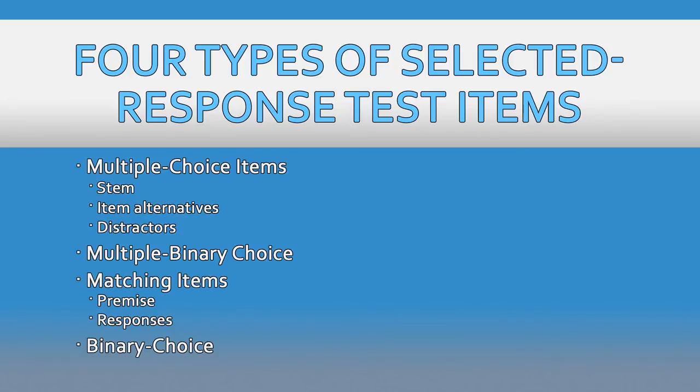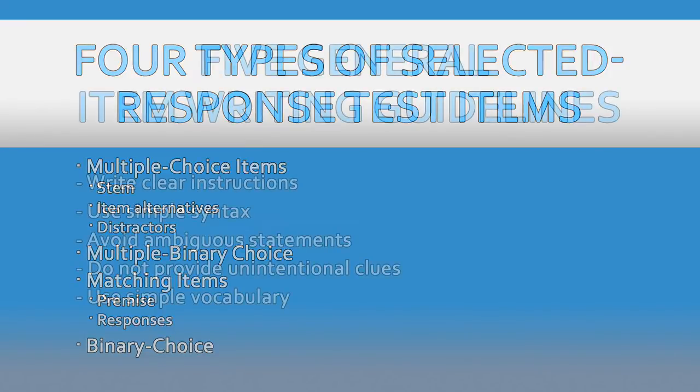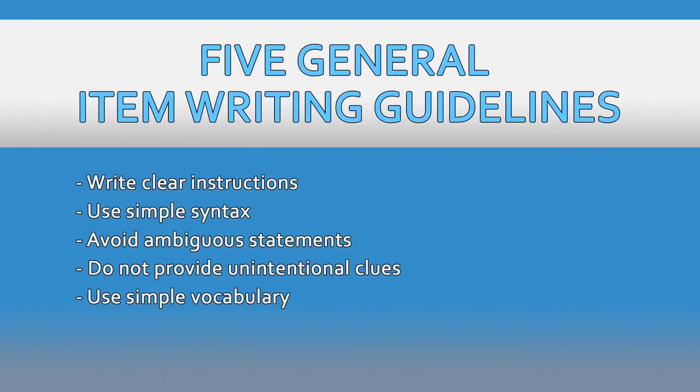The third type of selected response items are called matching items. This is where you have multiple items on one side and a bunch of items on the other side. The premises are the items on the left. The responses are the items on the right. We'll go back over that. Finally, binary choice is the one that you're all familiar with, often used with younger students. Simple, true, false.